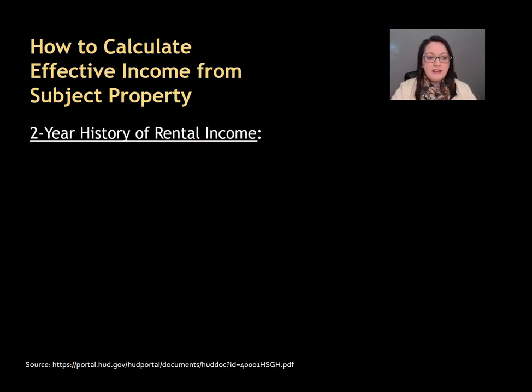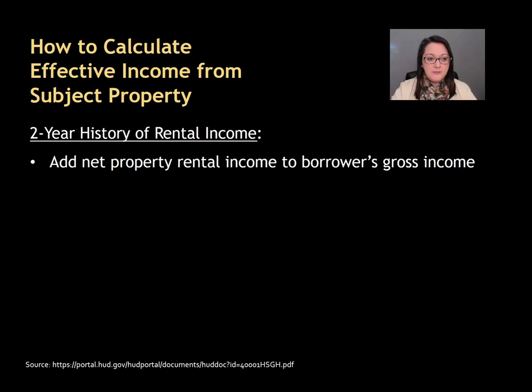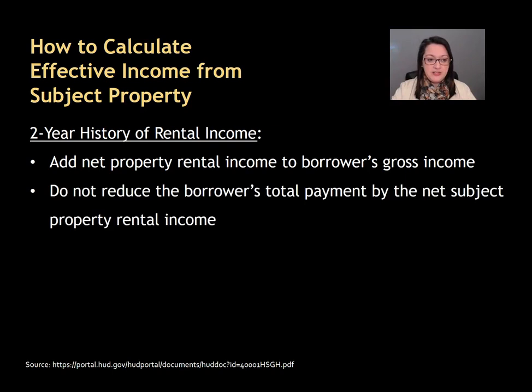So if the borrower has a 2-year history of rental income, you're going to add the net property rental income to the borrower's gross income. Now, make sure that you do not reduce the borrower's total monthly payment by the net subject property rental income. So I'm going to show you the exact calculations in just a second.